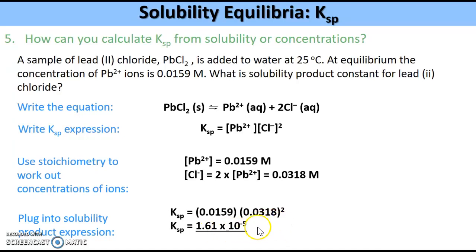No units for KSP. You don't have to worry about molar cubed or anything like that. This number, its only significance for us at this point is whether it's very large or very small, to tell you whether it lies to the left or the right. So this one being very small just tells us it's mostly solid, very little has dissolved.